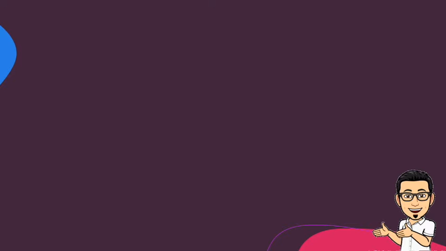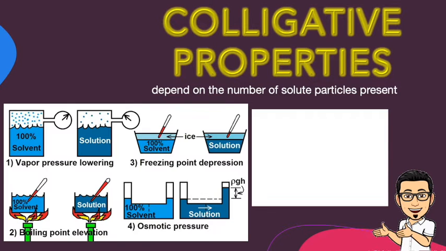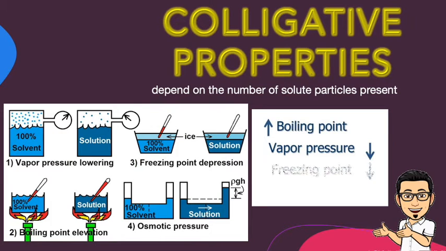Several important properties of solutions depend on the number of solid particles in the solution and not on the nature of the solid particles. These properties are called colligative properties because they all depend on the number of solid particles present, whether these particles are atoms, molecules, or ions. The colligative properties are vapor pressure lowering, boiling point elevation, freezing point depression, and osmotic pressure.